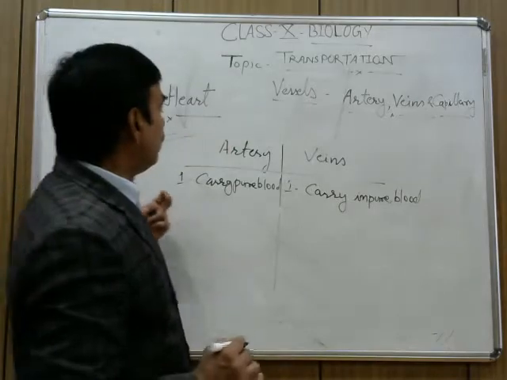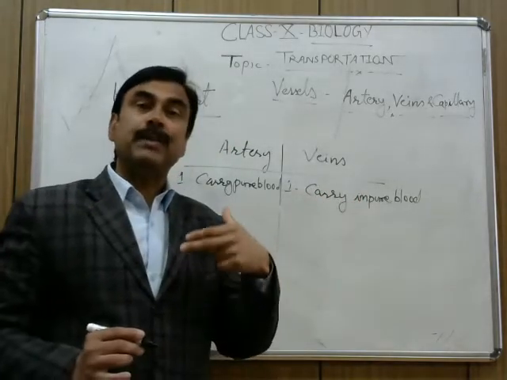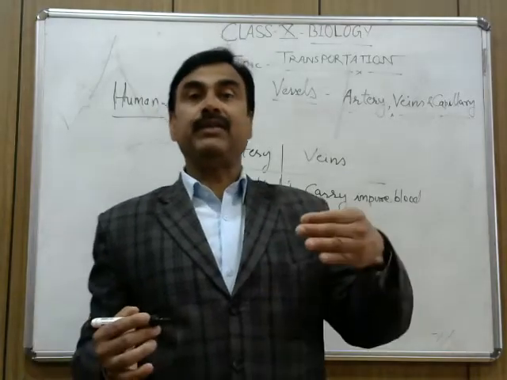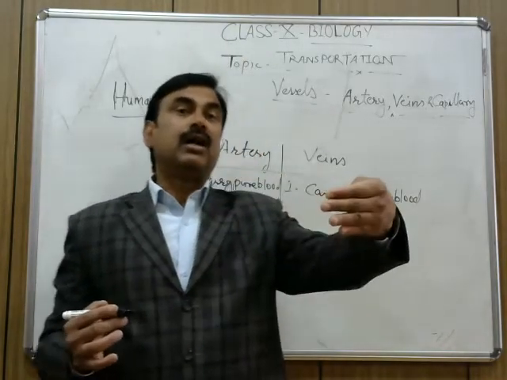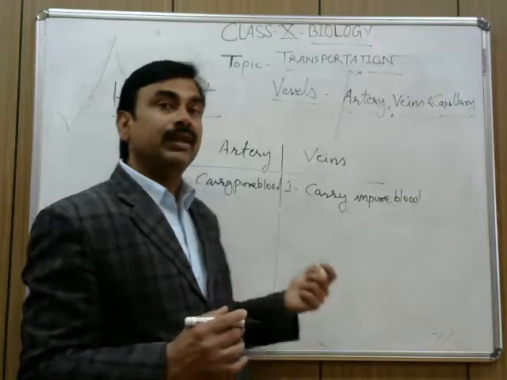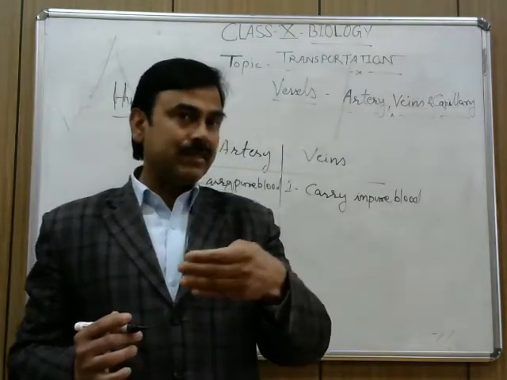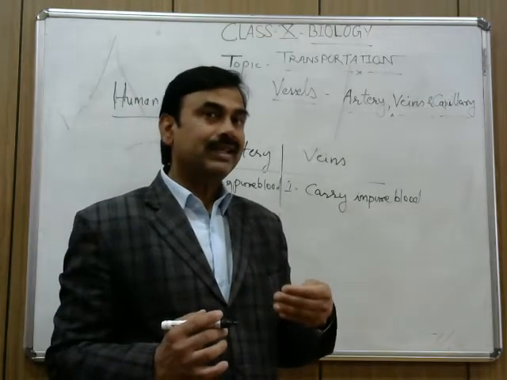What is the impure and what is the pure blood? How does it flow between the heart and lungs? I will be explaining when we reach the diagram part. Then I will explain the pulmonary artery and pulmonary vein, which are the exception in the vessels, right?